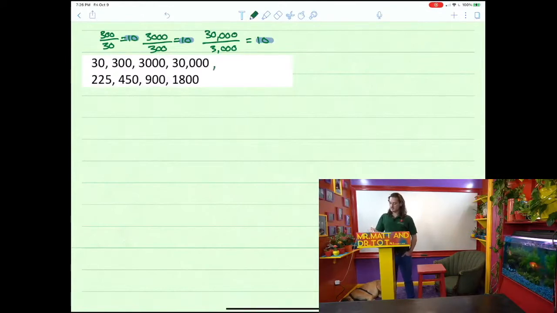30,000 times 10 would be 300,000. 300,000, and actually I'm going to use semicolons here because the values themselves have commas in them. So 300,000 times 10 would be 3 million. And then 3 million times 10 would be 30 million.